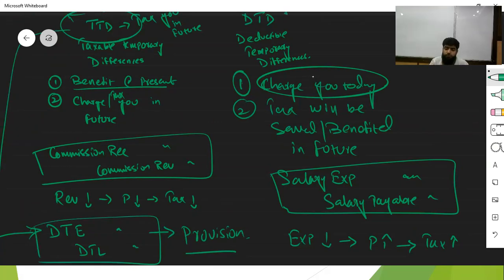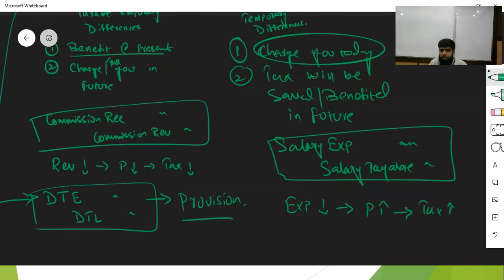But don't worry, in future, when you pay that salary to your employee, the tax department will allow you that as an expense. Once it allows the expense, your profit will be reduced and your tax amount will also be reduced. So it is the difference which is making a higher tax today, but in future this will reduce your tax amount. That kind of difference is known as a deductible temporary difference. It will deduct your tax in future.